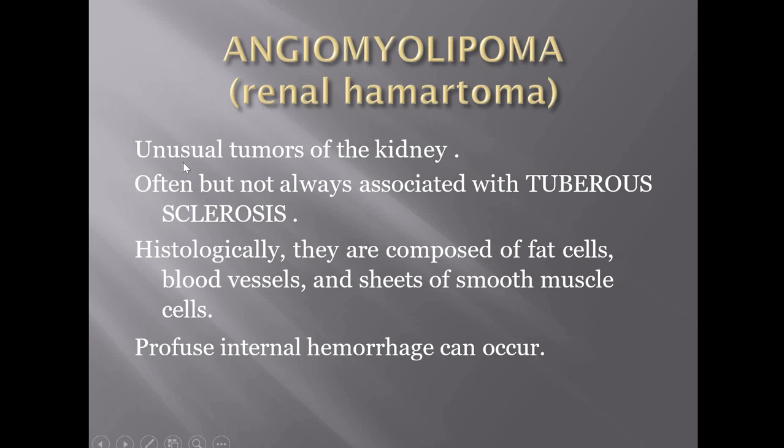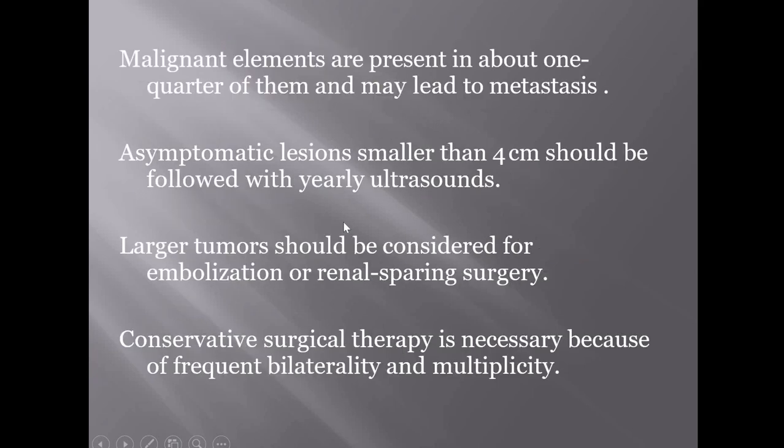These are generally unusual tumors of the kidney, but there's a lot of association found between angiomyolipoma and patients having tuberous sclerosis. Generally it is benign, but any one of the components, that is the blood vessel, the muscle or the adipocyte component, can become malignant and then lead on to metastasis. Most of the lesions are asymptomatic, and they are generally less than 4 centimeters.